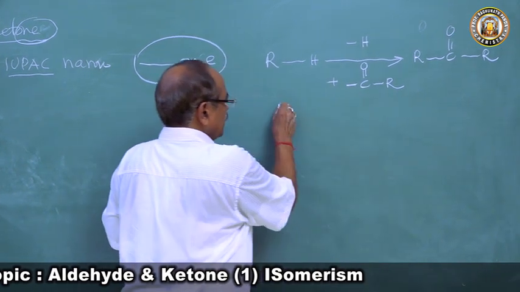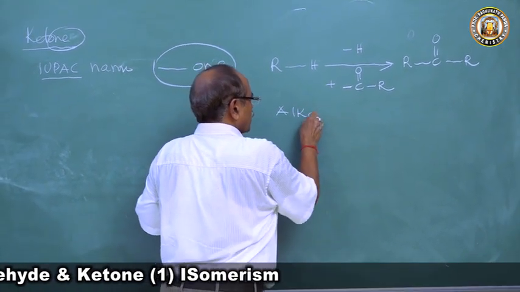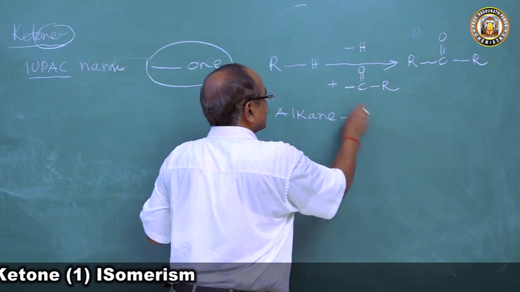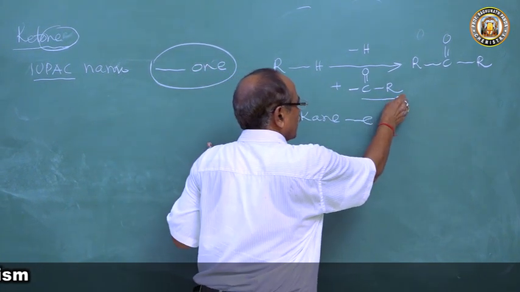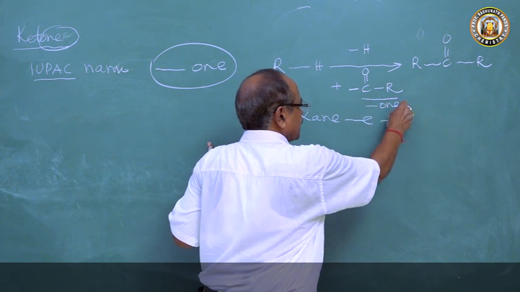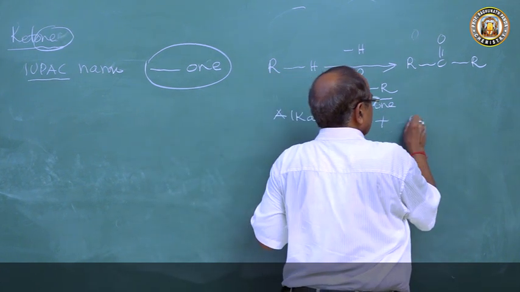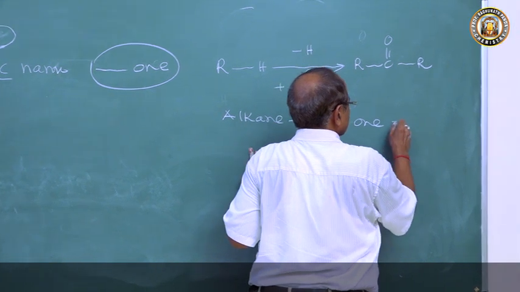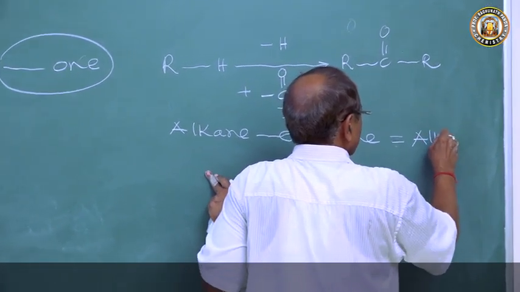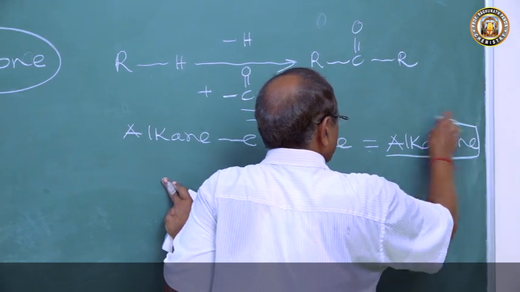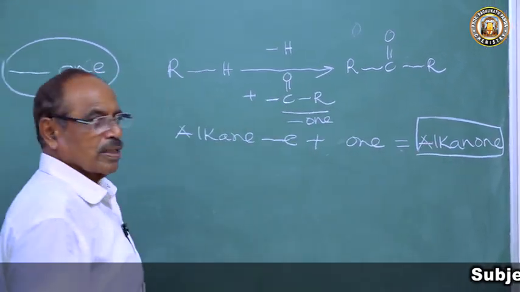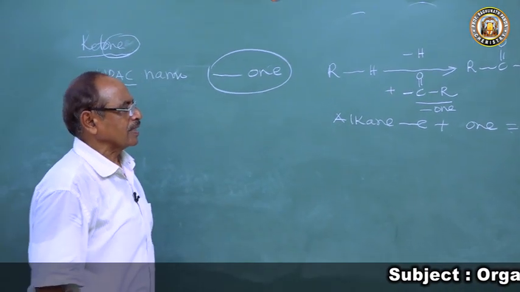So this is an alkane. Hydrogen is removed, so minus E. Then what have we done? We attach COR, which is ONE, so we put ONE. So this is called an alkanone. Ketones are called alkanones. The IUPAC name is alkanone.